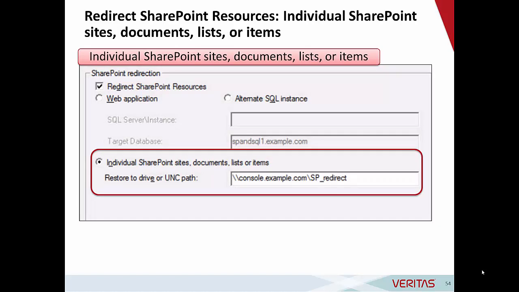Here's another example. In this case, there are individual SharePoint sites, documents, lists, or items that I wish to redirect to a drive or to a folder. So in the Restore to Drive or UNC path box, I'm either putting down a path using a drive letter or a UNC path. If I restore to a drive path, then the restore will be redirected to the SQL backend server and not to the front-end server. And note that this feature applies only to SharePoint 2010 and 2007.